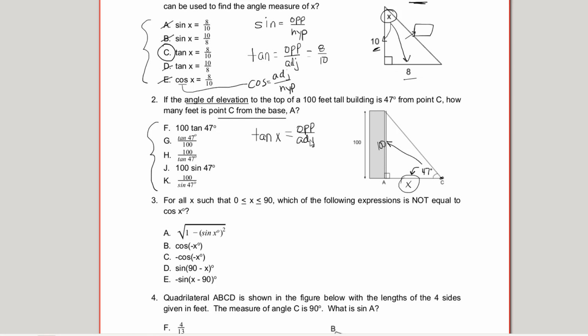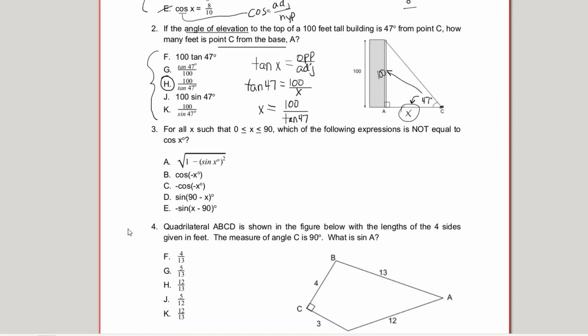So let's plug in what we know and what we're looking for. Our x value is our angle measure. So tangent 47 is equal to our opposite length 100 over our unknown x. And we're trying to solve for x. So we'll multiply through both sides by x, and then we'll divide through by tangent 47. And we get that x is equal to 100 divided by tangent 47, which is answer choice H.